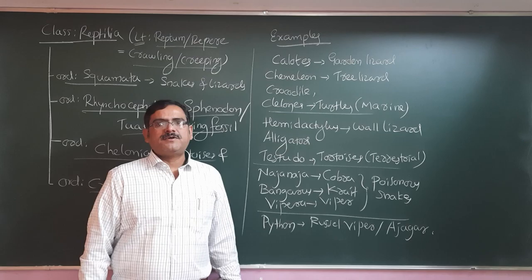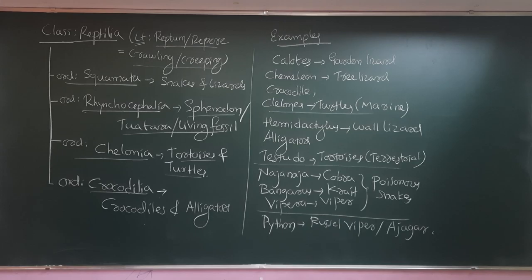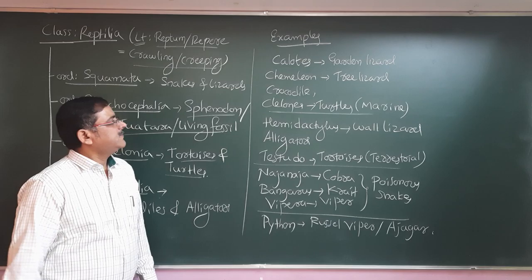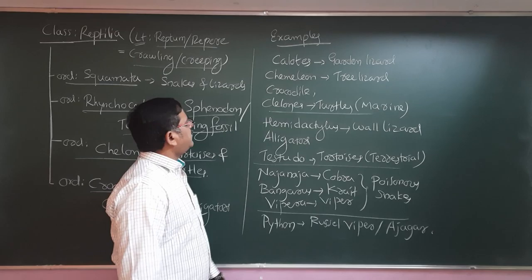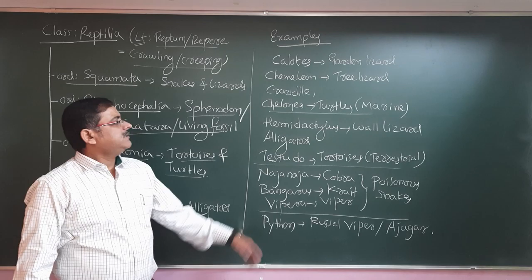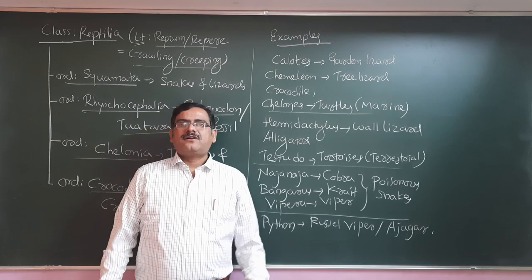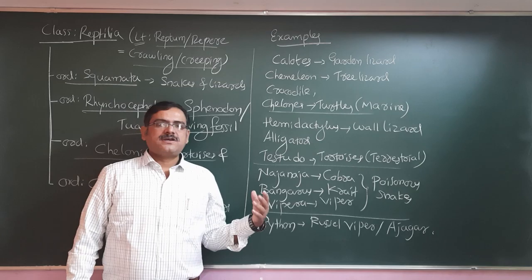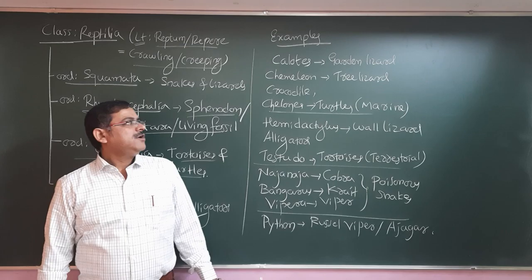So now the crocodiles, just now we have discussed what they actually are. Crocodiles are mainly aquatic, and most of the time they are found in fresh water, either river, lake or streams. Then here we have seen mainly the Chelone, that means mainly the turtles, which are the marine form. And why are they marine? They are adapted for that. Their body is dorsoventrally flat, and legs are flipper-like, helping in swimming. Their upper jaw is beak-like, which helps in tearing jellyfish, because jellyfish are the most favorite food for these turtles. And then the Hemidactylus, wall lizard.